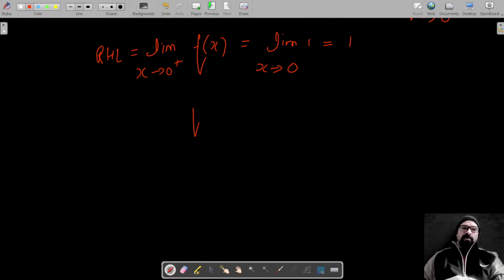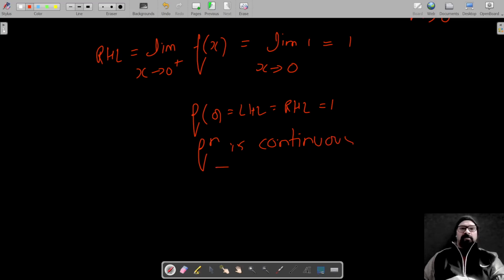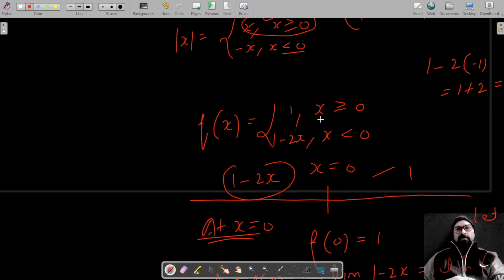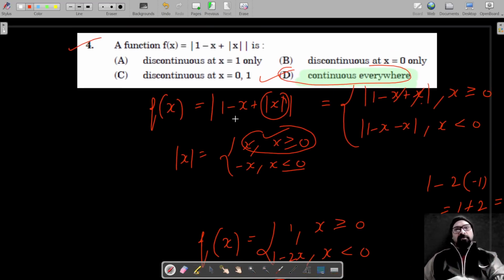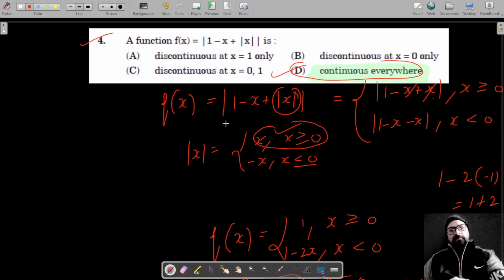Now the value of the function, left hand limit and right hand limit all are equal to 1. So that means the function is a continuous function. So this function is continuous everywhere, and we can choose option D, which says it's continuous everywhere. Moving on to question number 5.